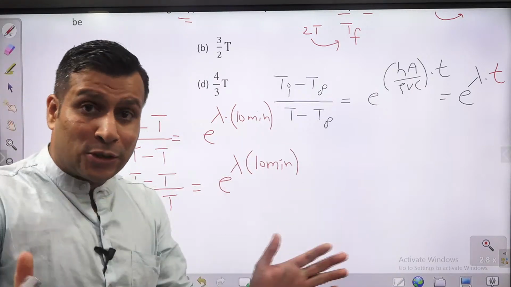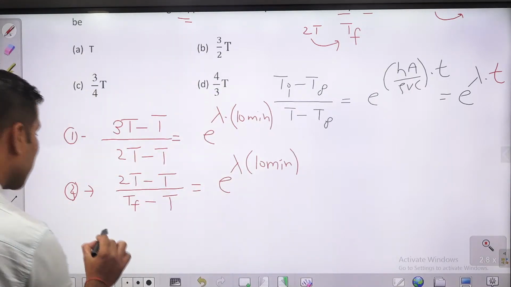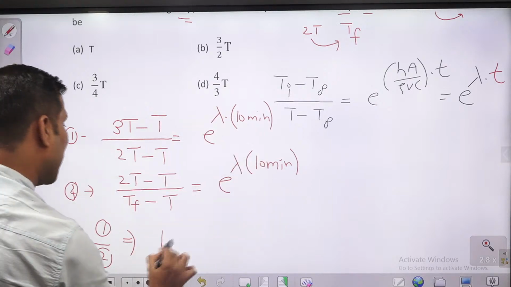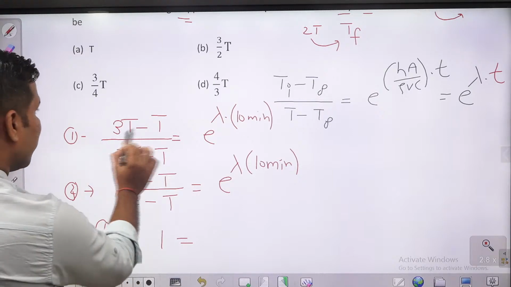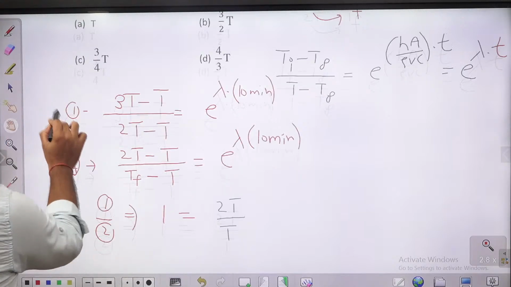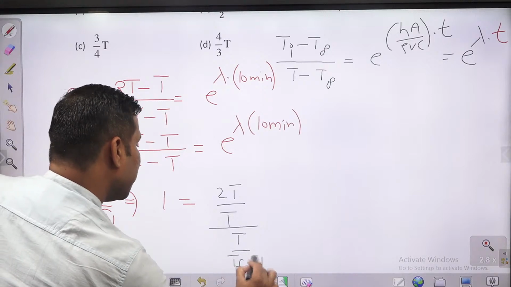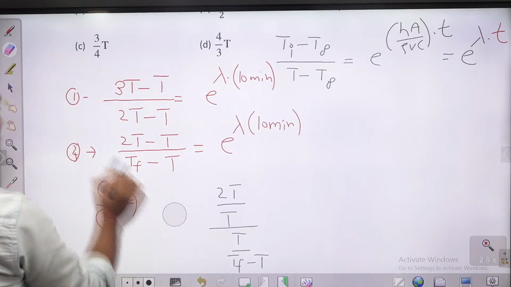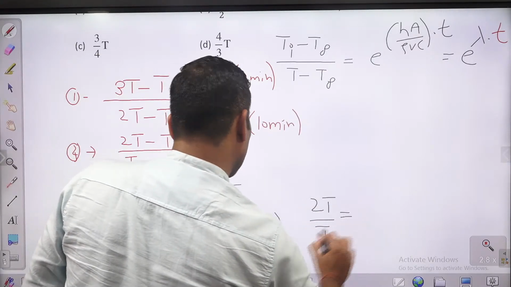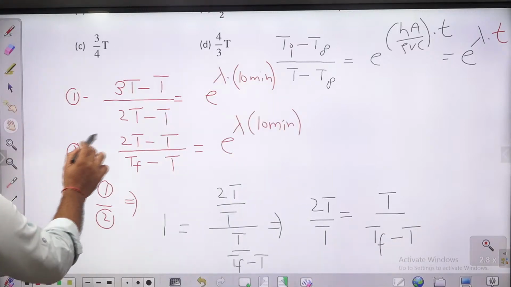Lambda is constant, time is also constant, because in the same time duration we want to find out the final temperature. So if you divide equation 1 by 2, you can write that both are the same. So 1 is equal to what? From this minus this you will have 2T by T, 2T by T divided by what? T by T final minus T. So this is equal to 1. Further solving this, you can write here: 2T by T is equal to T by T final minus T. Yes or no, guys? So you will get this equation.